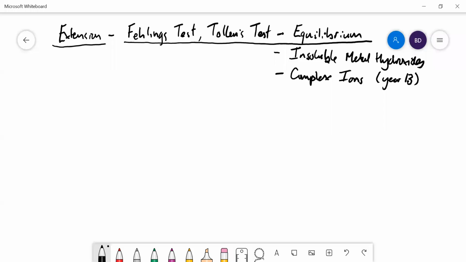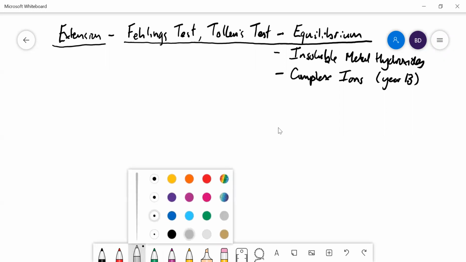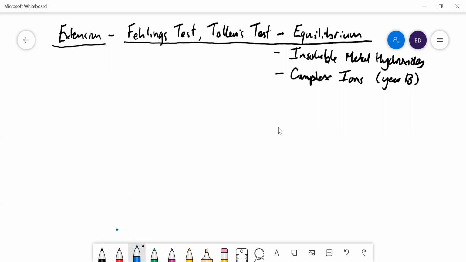Okay, so I'm going to talk more about Fehling's test and Tollens' test, and this is definitely an extension thing. We're going to draw together a few different ideas, and I've written them up here. So we'll talk a bit about equilibria here.